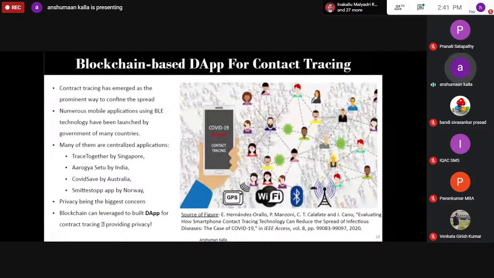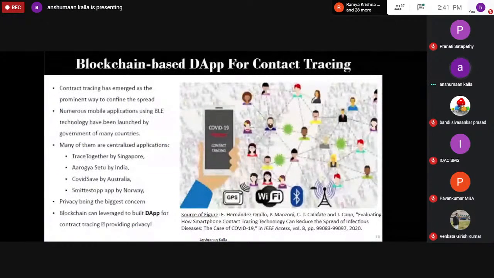And very recently I've seen papers that have been published, research where they use blockchain and decentralized backend servers to create contact tracing applications. So I would encourage you to have a look at it, right?